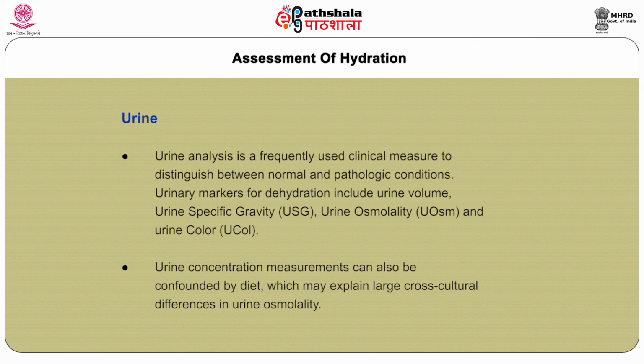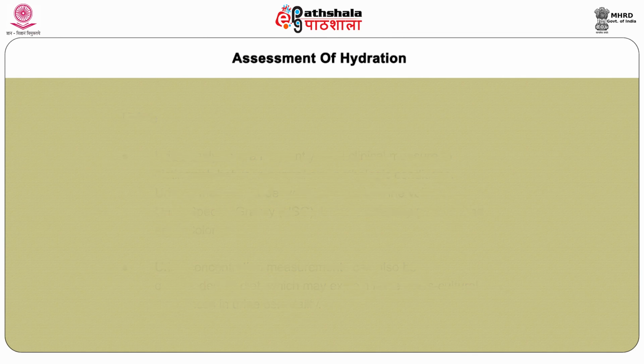Urine output generally approximates to 1 to 2 liters per day, but can be increased by an order of magnitude when consuming large volumes of fluid. Urine concentration measurements can also be confounded by diet, which may explain large cross-cultural differences in urine osmolality.